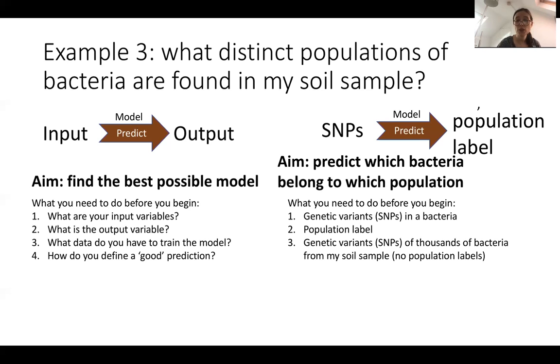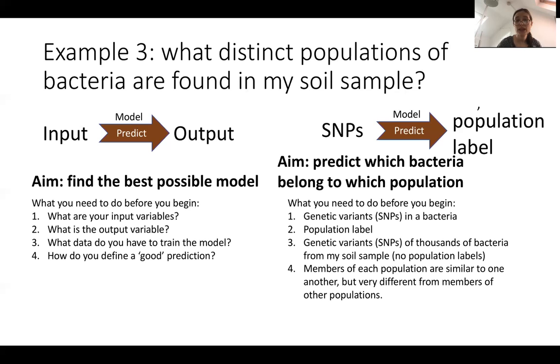To train the model, we might have lots of examples of bacteria SNPs from the soil sample. However, we might not have population labels because, again, we have no idea what the population labels are. In this case, we can't pick a model that is as accurate as possible because we don't know what the right solution is. However, we might want to define population labels as good if each member of the population is similar to one another, but very different from members of other populations.